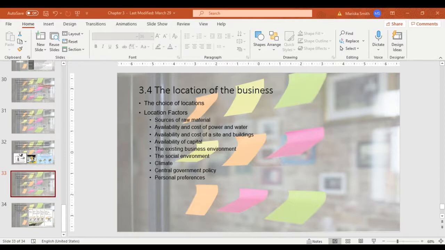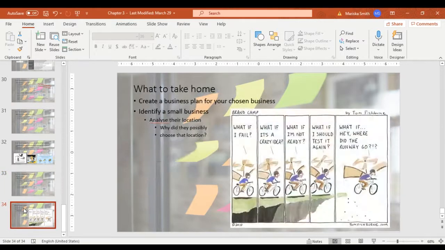Okay. So guys, what I want you to do for me, when we are done, I want you guys to create a business plan for your chosen business. So remember, I did ask you guys to choose a business. You're welcome to choose any business. I'm not particular about the type of business that you've chosen. And I want you guys to create just a rough business plan for your business that we are going to look at when I see you guys again.